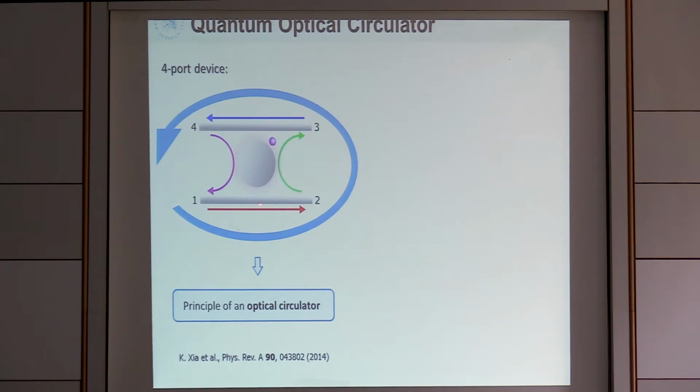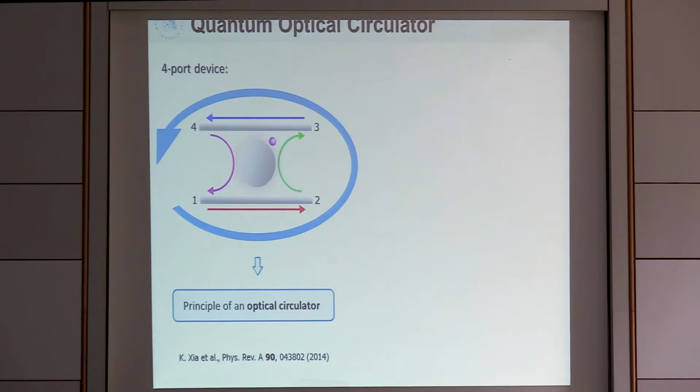Now the parameters that we can tune in this scheme are the coupling strengths of these 2 coupling fibers to the whispering gallery mode resonator. And in order to characterize the performance of the circulator, we can then simply record the isolation of these 4 diodes: 1 to 2, 2 to 3, 3 to 4, and 4 to 1.